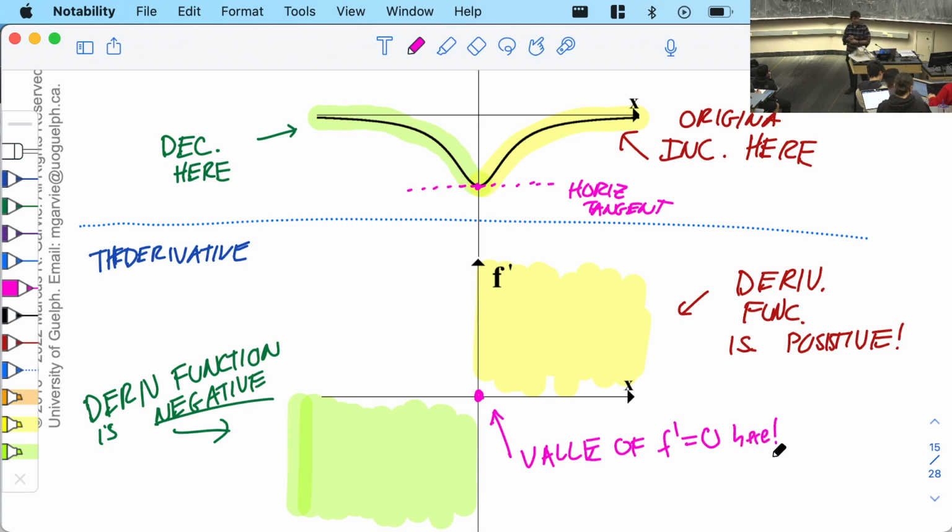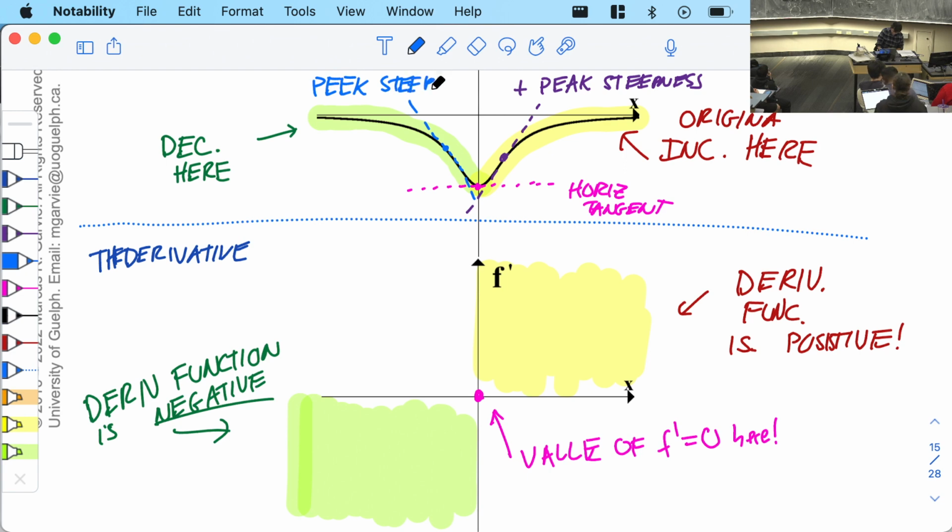The value of the derivative function is 0. Other than that, the other feature that you can use is the sort of peak steepness thing. And we said there were these 2 points. One was approximately here, and one was approximately here. These are the 2 points that I call the peak steepness. And this is the peak steepness for positive, where you're as steep as you're ever going to get going up. And this one was the peak steepness for negative. That is as steep as you're going to be ever going down.